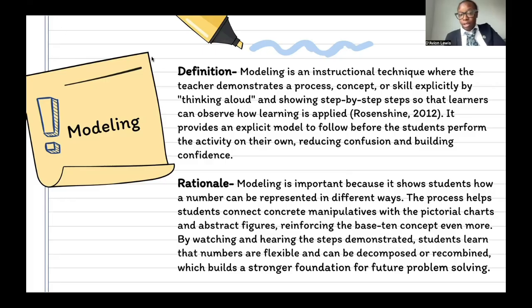Now, what's the rationale of this? Well, modeling is important because it shows students how, for this lesson, a number can be represented in different ways. The process helps students connect concrete manipulatives with the pictorial charts and abstract figures, reinforcing the base 10 concept even more. By watching and hearing the steps demonstrated, students learn that numbers are flexible and can be decomposed or recombined, which builds a stronger foundation for future problem solving.